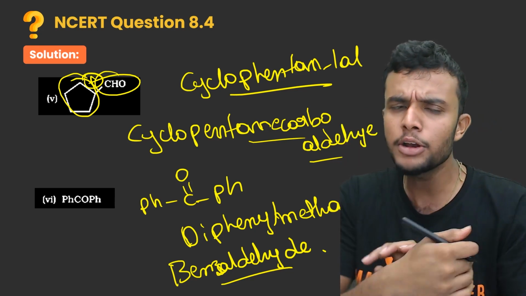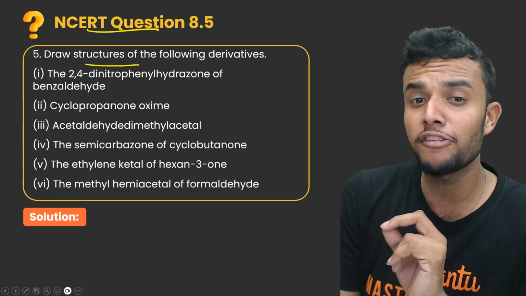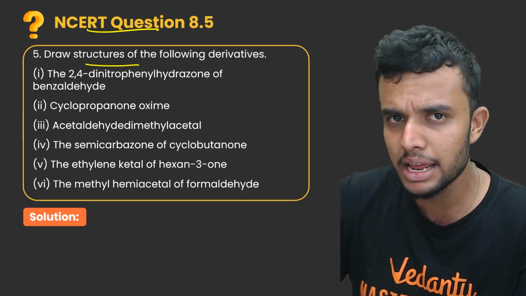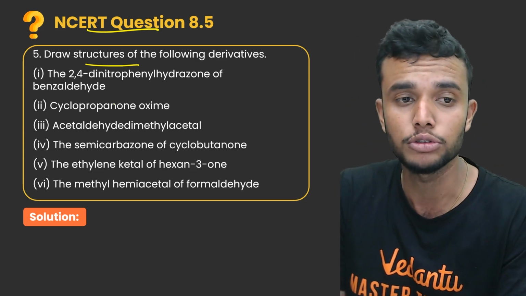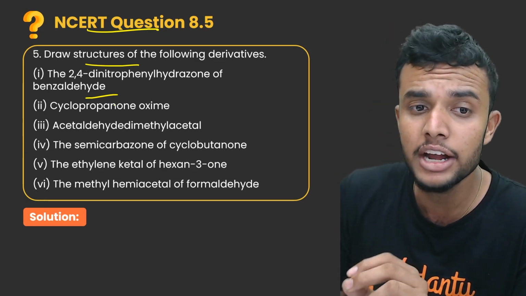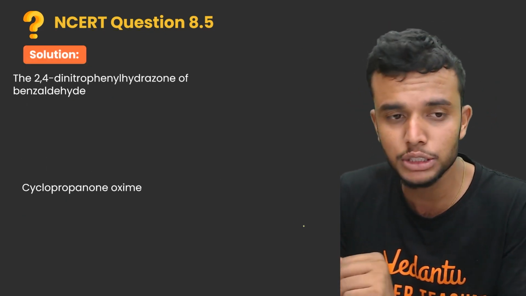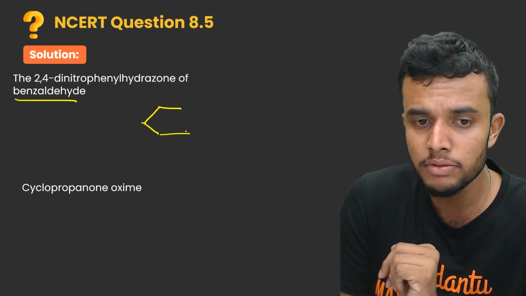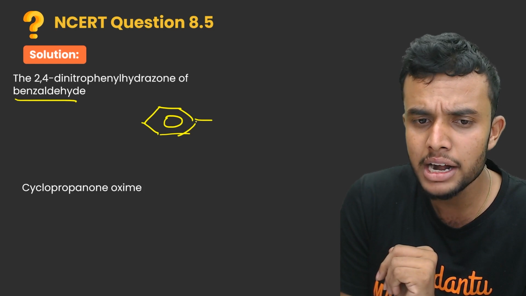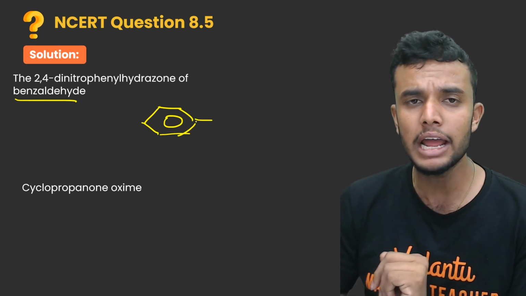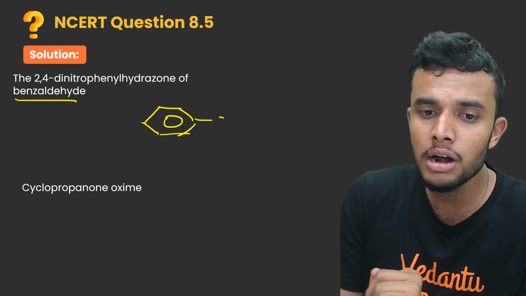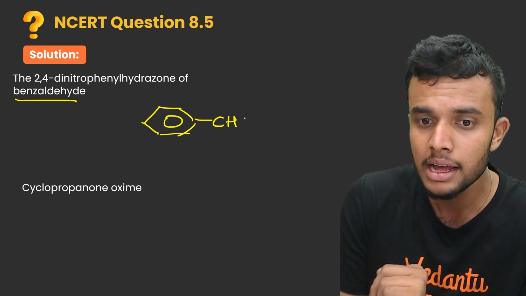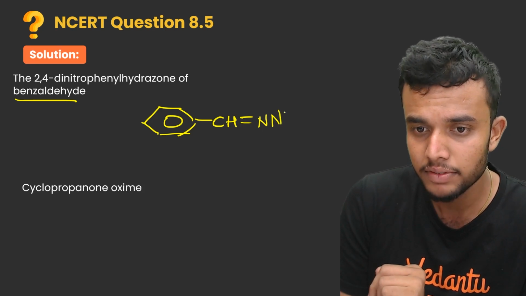If you have any doubt, let me know in the comment section. Draw the structure of the following derivatives. A derivative is nothing but one compound reacted with a reagent, and we need to draw the structure of those. For example, the 2,4-dinitrophenylhydrazone of benzaldehyde. We already know the structure of benzaldehyde: benzene with an aldehyde group. We already know about 2,4-DNP, right? The benzaldehyde is reacted with 2,4-DNP, the water molecule is eliminated and it forms like this, right?